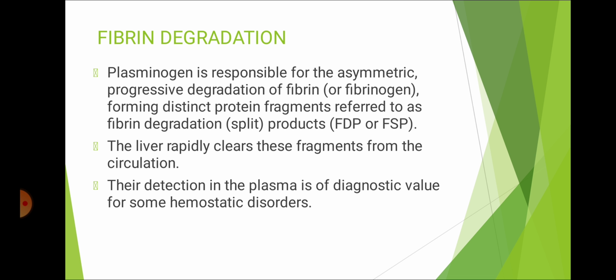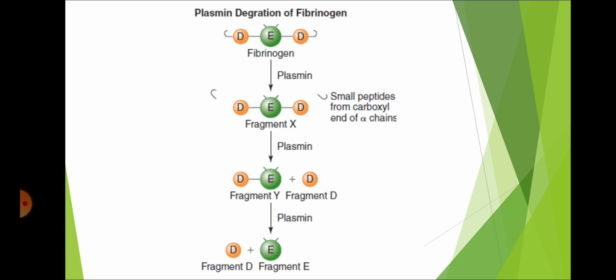Coming to fibrin degradation, plasmin is responsible for asymmetric progressive degradation of fibrin or fibrinogen, forming distinct protein fragments referred to as fibrin degradation products or fibrin split products. The liver rapidly clears these fragments from the circulation. Their detection in the plasma is of diagnostic value for some hemostatic disorders. This is the plasmin degradation of fibrinogen.